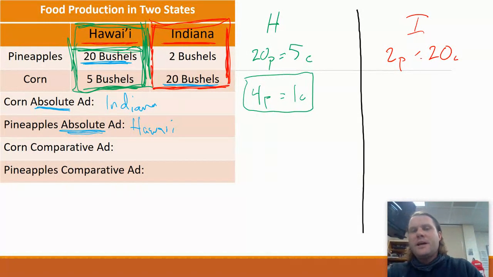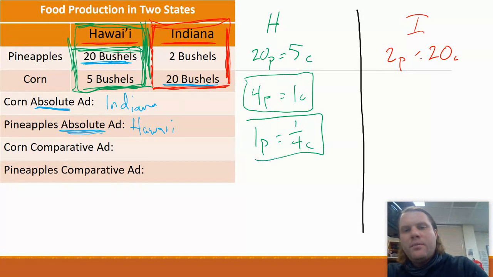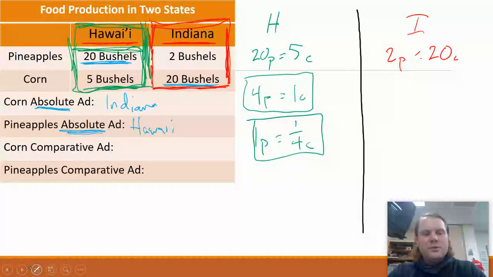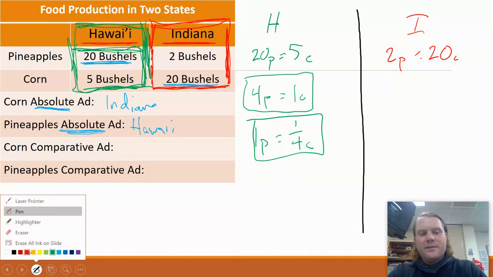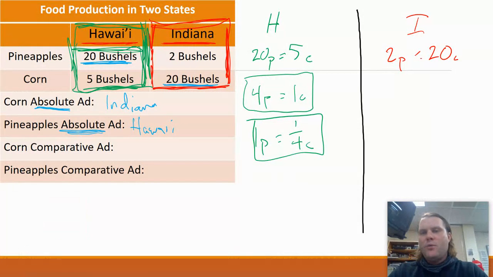I'm just going to keep moving here, and I'm going to divide by 4 with this. I'm going to solve for P now. I'm going to take a little bit of a shortcut. I'm going to solve for P, and now I know that 1 pineapple equals 1/4 corn. And I'm going to box it. So now I have those things somewhat organized, so I can move forward and come back to that when I need to.